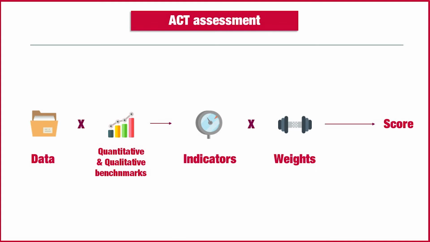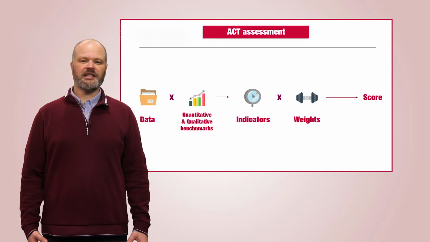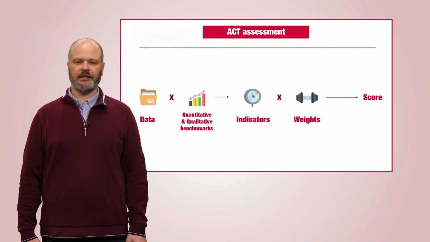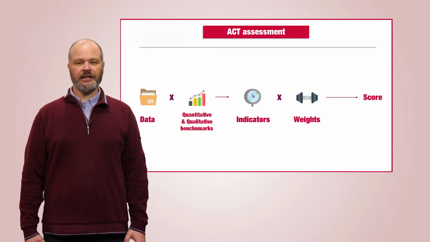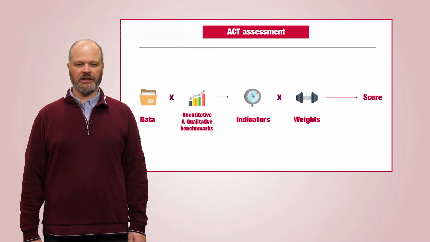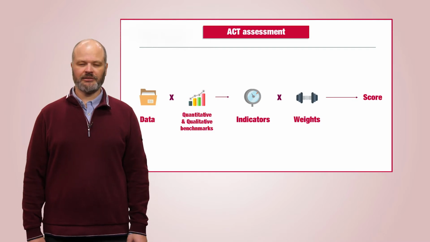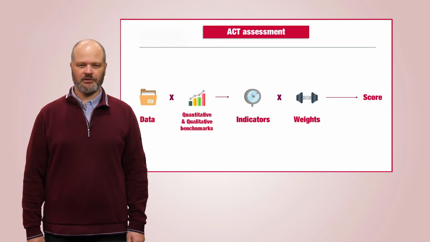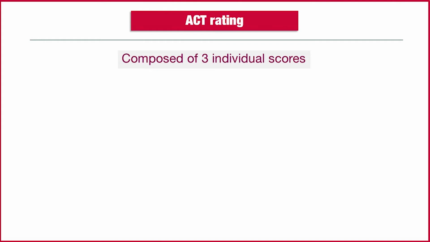An ACT assessment is the process of conducting systematic data analysis on precompiled data, comparing it to quantitative and qualitative benchmarks, the benchmarking process, to produce a set of predefined ACT indicators. These indicators are then weighted differently as agreed in each sector methodology to produce scores. An ACT rating is composed of 3 different scores.